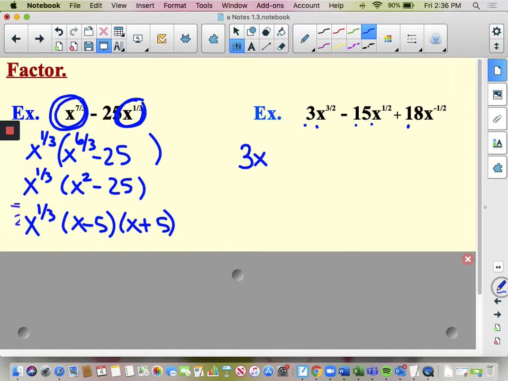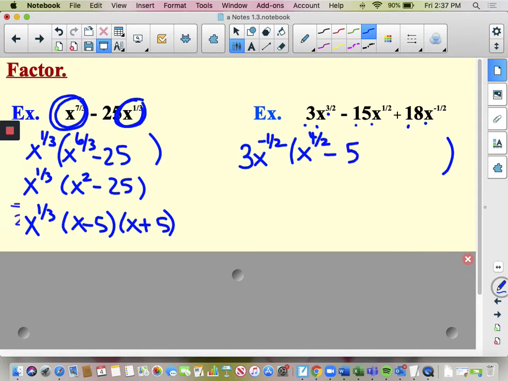How many x's can I take out? Well, the smallest exponent is the -1/2, because -1/2 is smaller than 1/2 and 3/2. Okay, and by factor out, I mean I'm going to subtract the exponents. So factor out a 3, that's gone. 3 halves minus a negative 1/2 is really 3 halves plus 1/2. So that's going to be 4 halves.